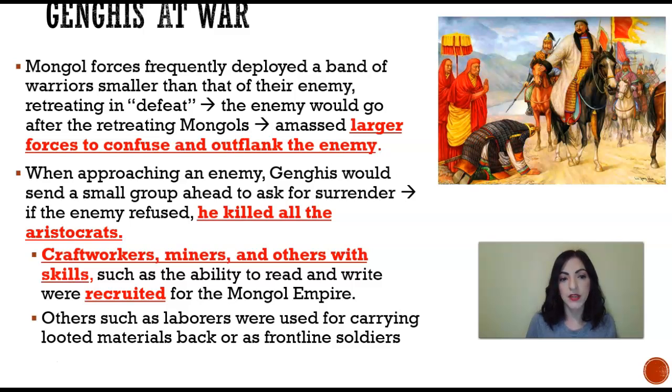Another thing that Genghis was famous for is that when he would ask for surrender for a city, if the enemy refused, the first people he would kill were all the aristocrats. Aristocrats are the wealthy people, the people who are in very high positions of power. Then he would go to the craft workers, the miners, and others with skills, trades, or anybody that also had the ability to read and write, and he would recruit them to work for the Mongol Empire. That word recruit is loosely used because their option was come work for me or die. So the majority of these people went to work for Genghis Khan because they had a valuable skill. He'd kill the aristocrats because they have no skill. Their only skill is that they have money, so he kills them and takes all their money. Other laborers were used for carrying materials back to the front line or then used later as soldiers. So you can actually see one of these guys surrendering to Genghis Khan up there.